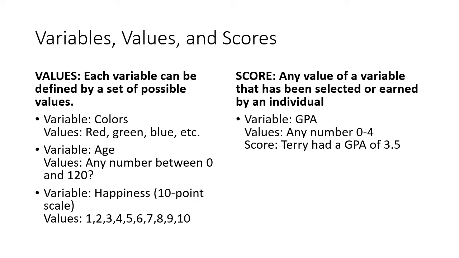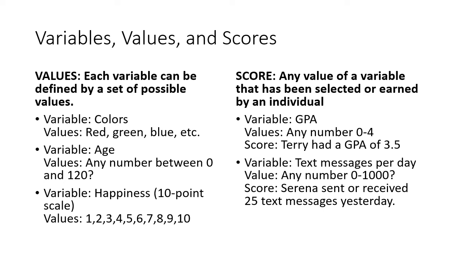If this variable color that we looked at here, we asked what is your favorite color, and these are the values, and you chose green, well then your score would be green. If the variable is age, and of course we have all of these possible values, and I asked you your age and you said 34, then your score is 34. And that's just a way of organizing our language around these concepts. If the variable is text messages per day, and the value, I don't know, any number between 0 and 1,000 maybe, and then the score, Serena sent or received 25 text messages yesterday, so 25 is Serena's score.